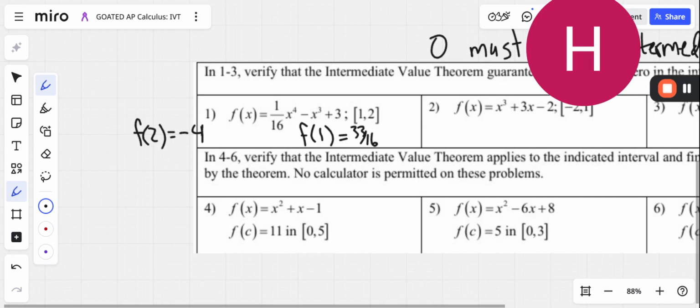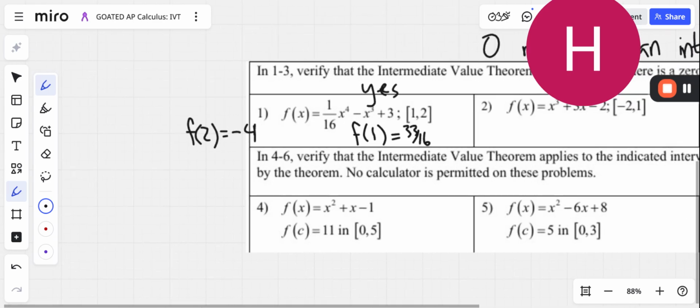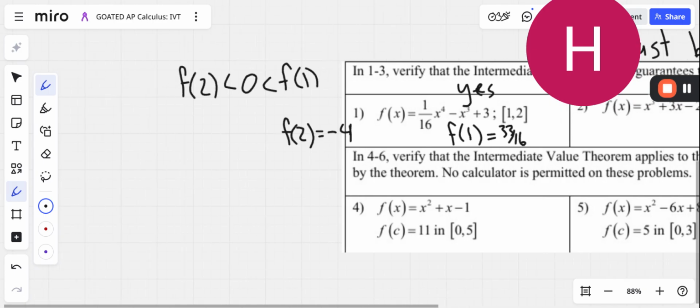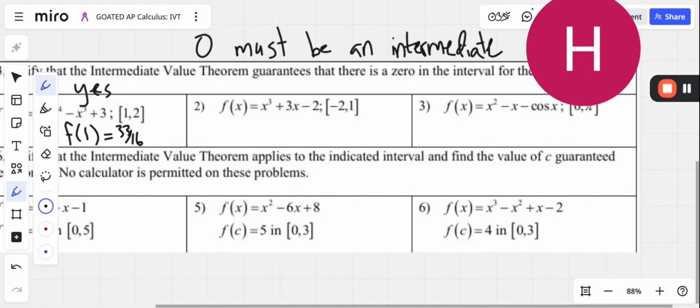So, yes. And the reason why is specifically because f of 2 is less than 0, which is less than f of 1. So therefore, somewhere in between, we will be crossing the 0. We don't know where we'll be crossing the 0. We don't know if it's closer to the 1 or closer to the 2, but somewhere we will be crossing 0.